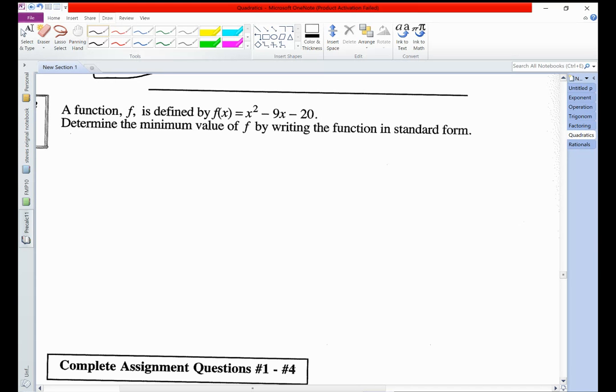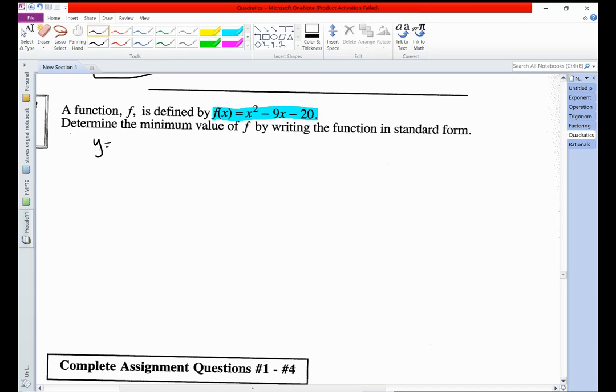So it says here, a function f is defined by f of x is equal to x squared minus 9x minus 20. Determine the minimum value of f by writing the function in standard form. So the first thing we want to do is write this equation in standard form. In general form, it doesn't tell us enough information to find the minimum value. We need to find the vertex in order to find the minimum value.